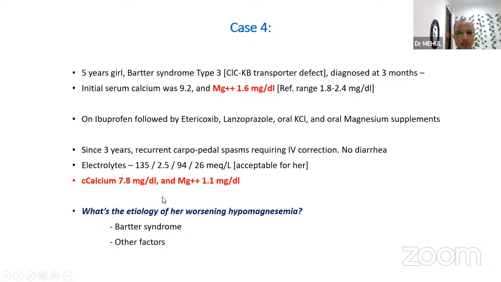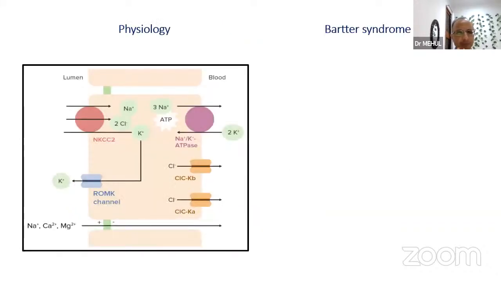Corrected calcium was 7.8, and magnesium, which used to be around 1.6 to 1.7 earlier, had now dropped to 1.1 milligram per deciliter. So the question is, what's the etiology of a worsening hypomagnesemia? Is it just the Bartter syndrome, or are there any other factors responsible for a symptomatic hypomagnesemia?